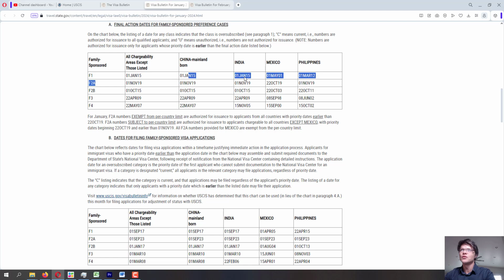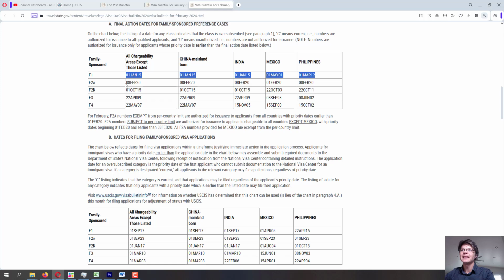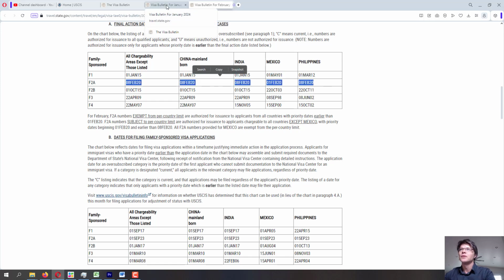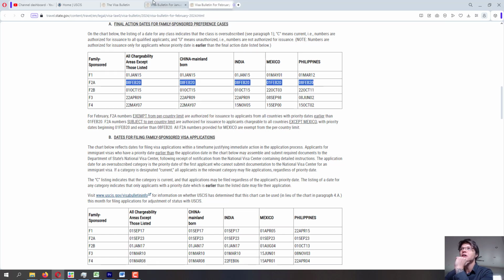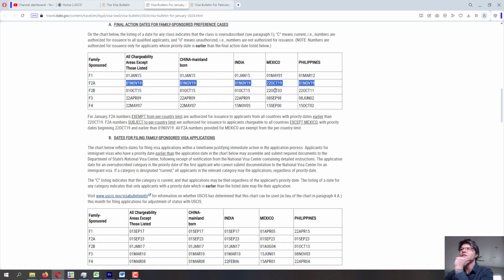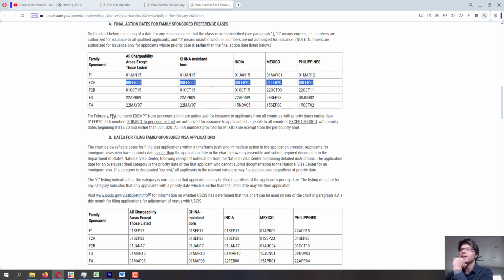Let's move on to the F2A. I'm gonna highlight F2A here, and I'm gonna highlight F2A in February. So this right here is February. Now, January. Okay, looks like there was some kind of movement from November 19 to February 20. That is very, very good. Okay, so looks like it moved for everyone. For Mexico, it moved even more because Mexico was on October 2019 in January, and it is now in February 2020.